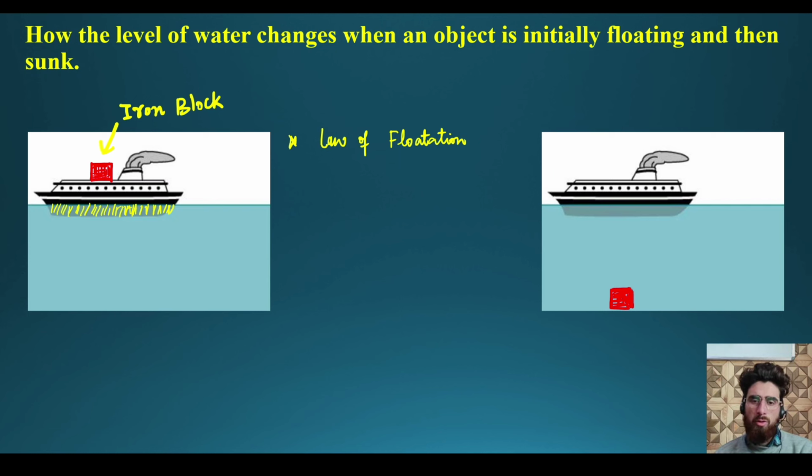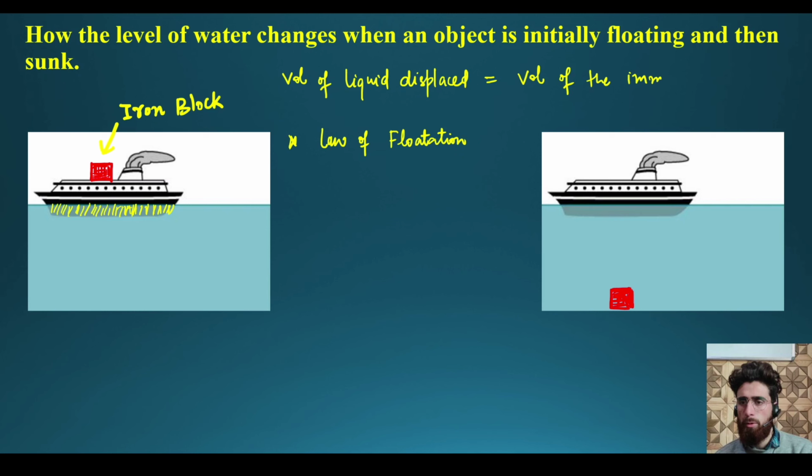So first thing, the volume of liquid displaced is always going to be equal to the volume of the immersed part. It means that the part of the object that's immersed in the liquid is going to displace water equal to its volume. Okay, now what's the law of flotation?